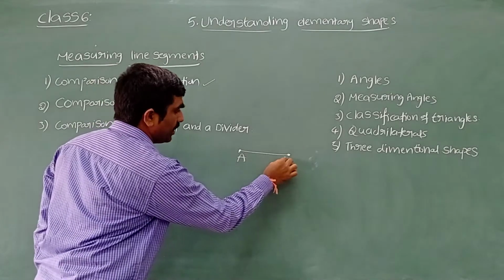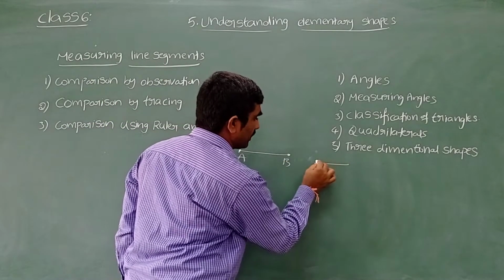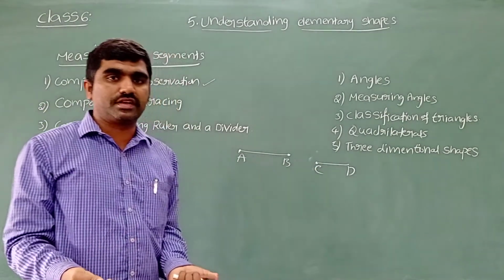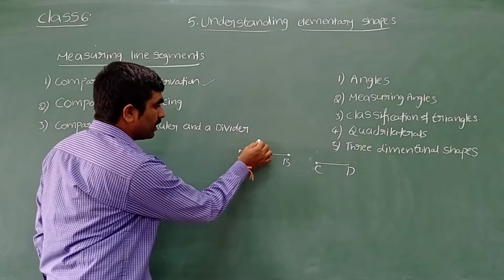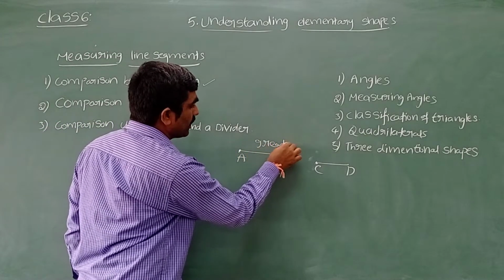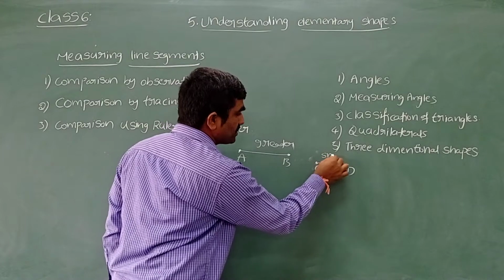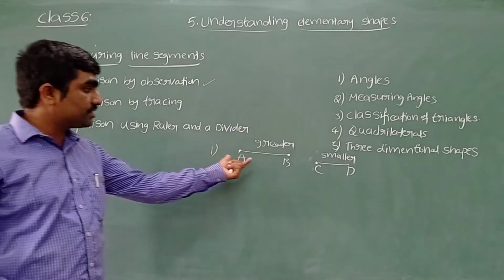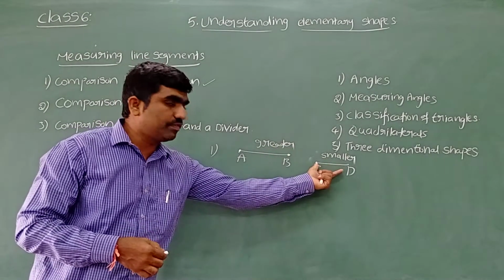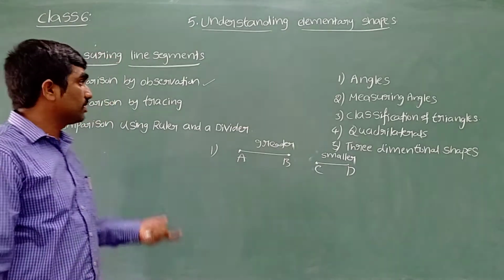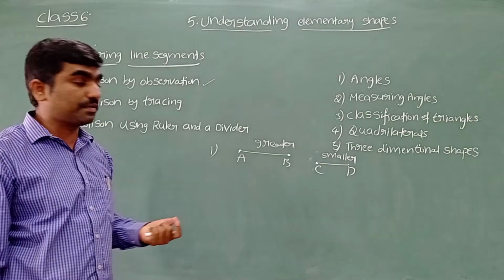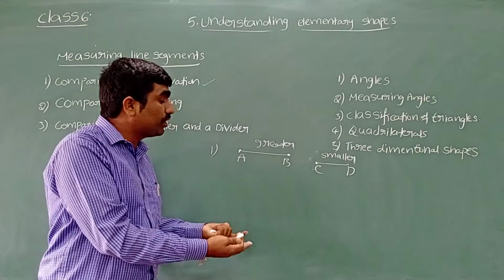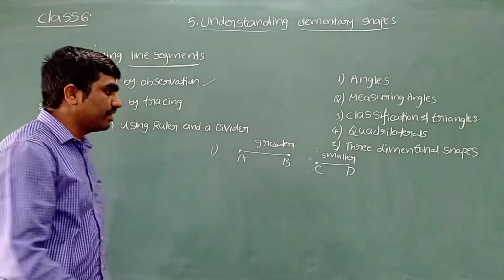Let me take one line segment AB here and one more, CD. By observing this, we can reach a conclusion. What conclusion can we say? Here AB is the greater side compared to CD. Then what about CD? CD is the smaller side. By observing the length, we can say which is greater and which is smaller. This is comparison by observation. We are comparing the line segments by observing their length only.